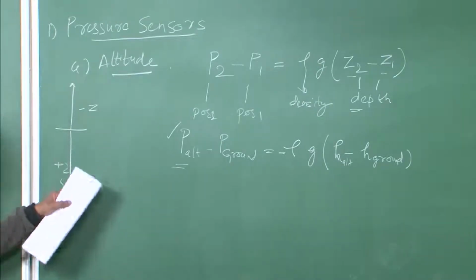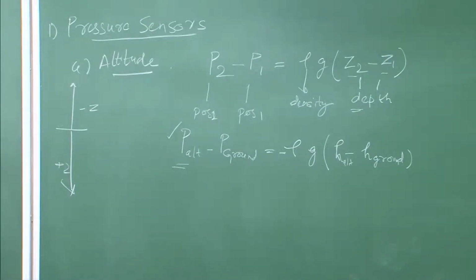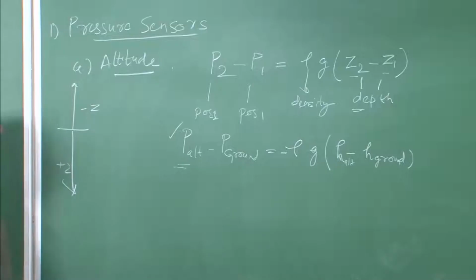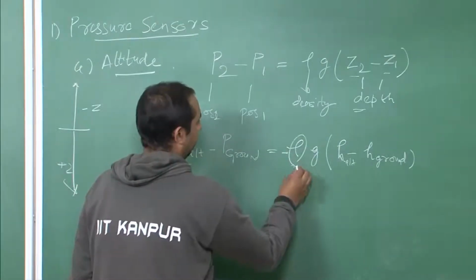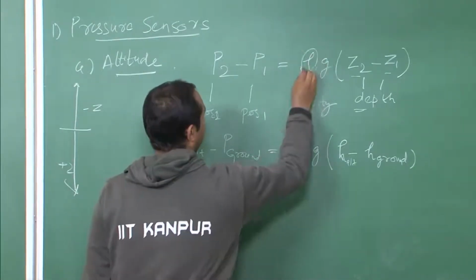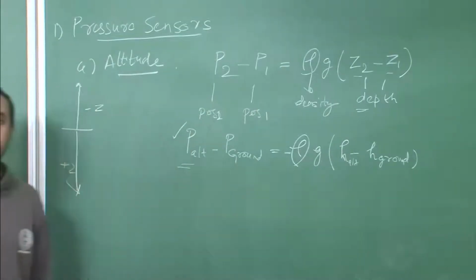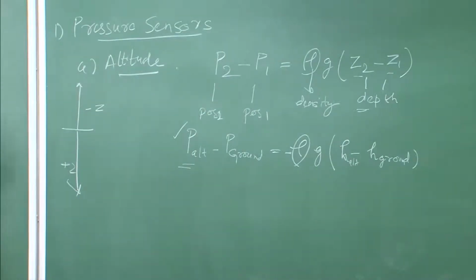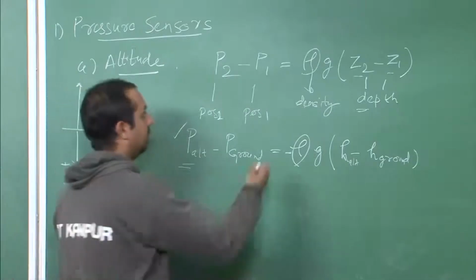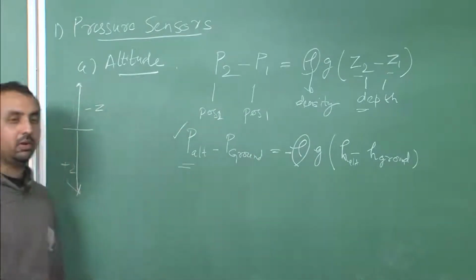Now in all this calculation, one thing we approximated is that density remains constant for all height. In case of water or any fluid, you can approximate that density remains constant as you go beyond a certain depth.